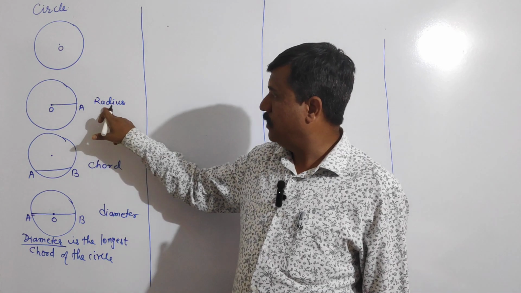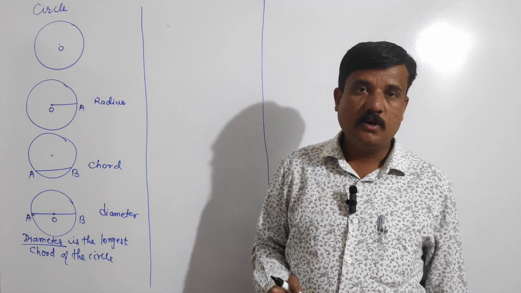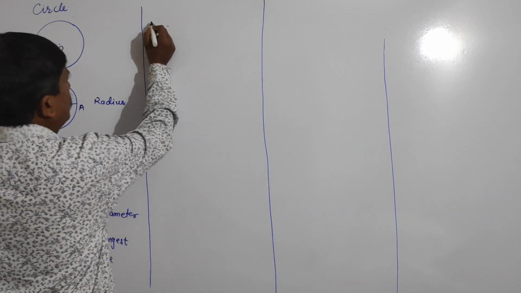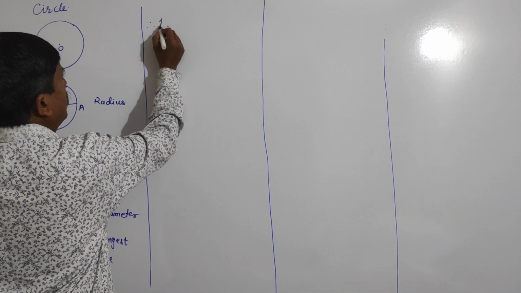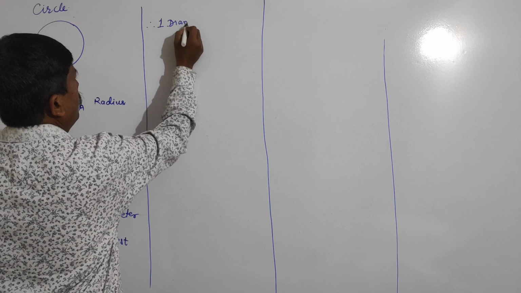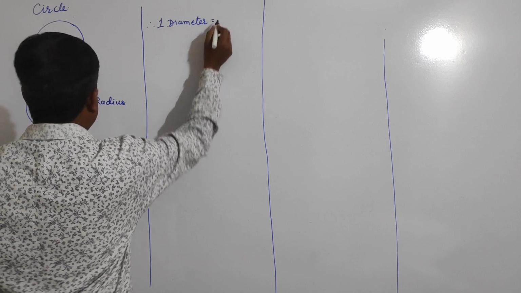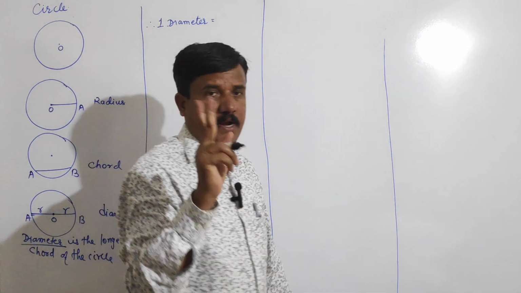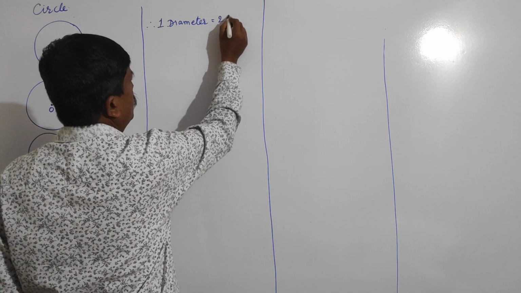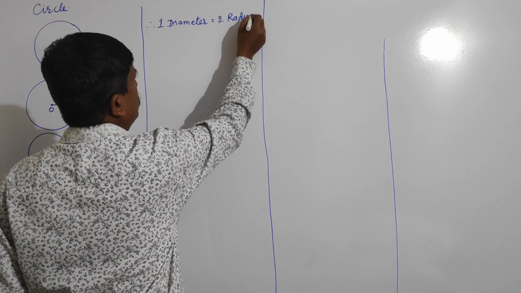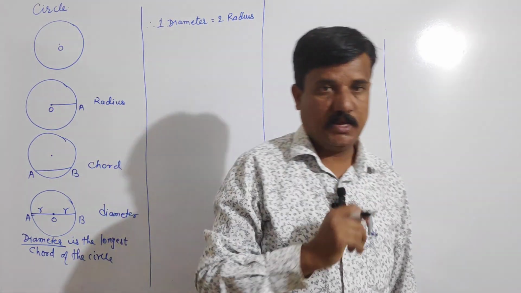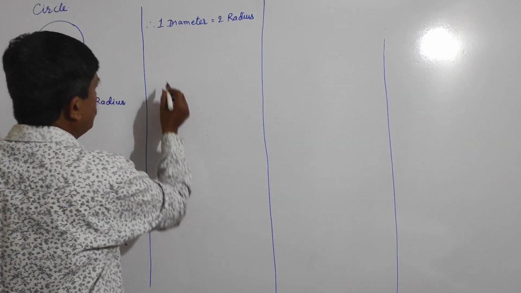So what is the ratio between radius and diameter? How many radius are there in one diameter? See here, this is your diameter. So this is your radius and this is also your radius. So one diameter contains two radius. One diameter is equal to two radius. Right? One diameter contains how many radius? Two radius. Very good.